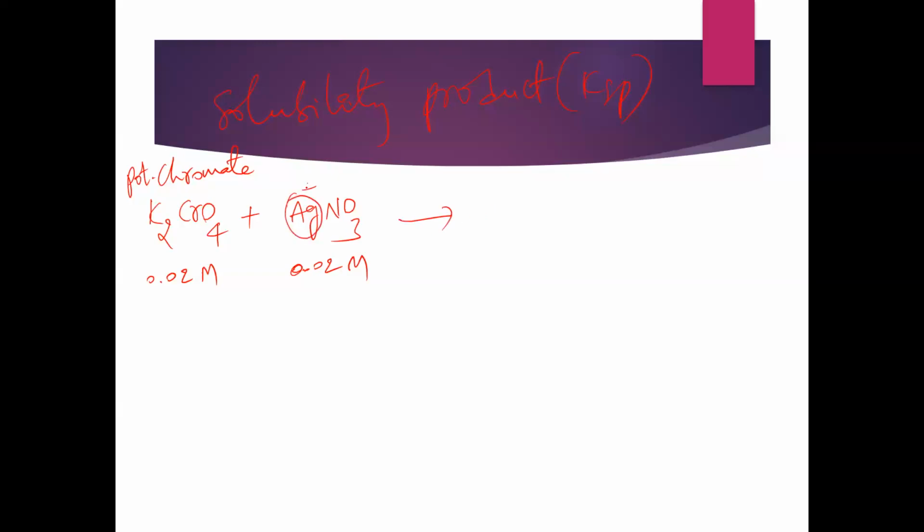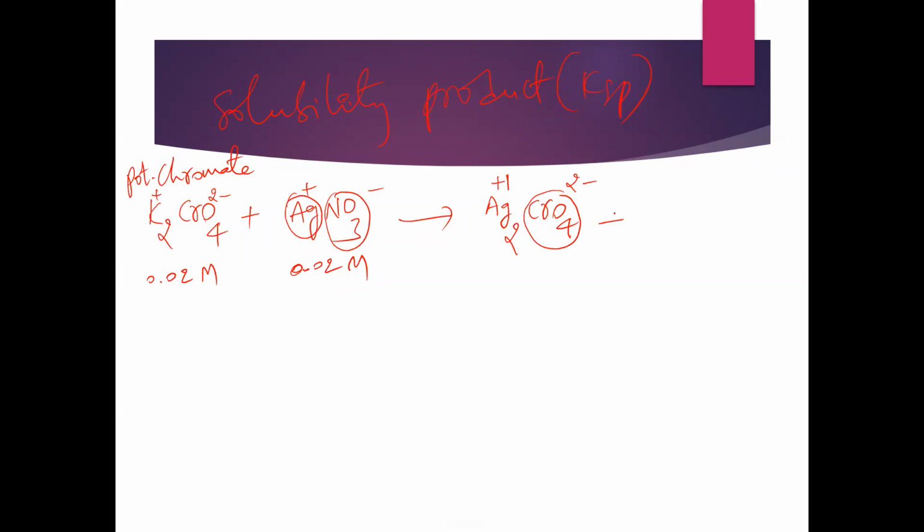Here the cation is Ag+, here the cation is K+. Here the anion is CrO4 2-, chromate, here the anion is NO3-. Now double decomposition takes place and what will form? Ag2CrO4. Why? CrO4 is minus 2, so there should be plus 2 here. Each Ag has plus 1, so plus 1 into 2 is plus 2. That's why Ag2 should be there.